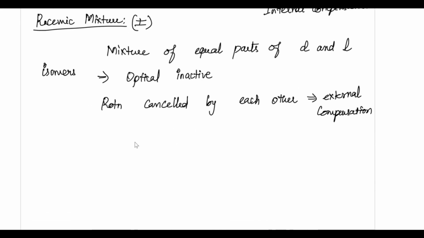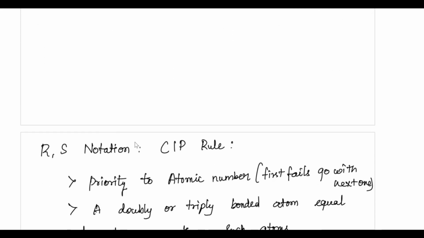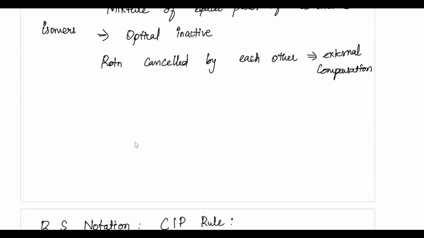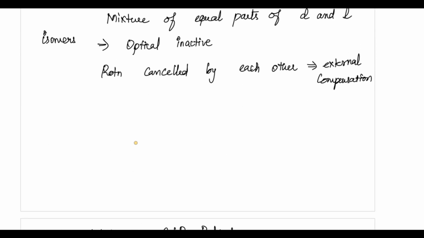A racemic mixture means a mixture of equal parts of D and L isomers which makes it optically inactive. For example, D and L isomers are both optically active separately, but together they cancel out. That makes the overall 50-50 mixture optically inactive due to external compensation.